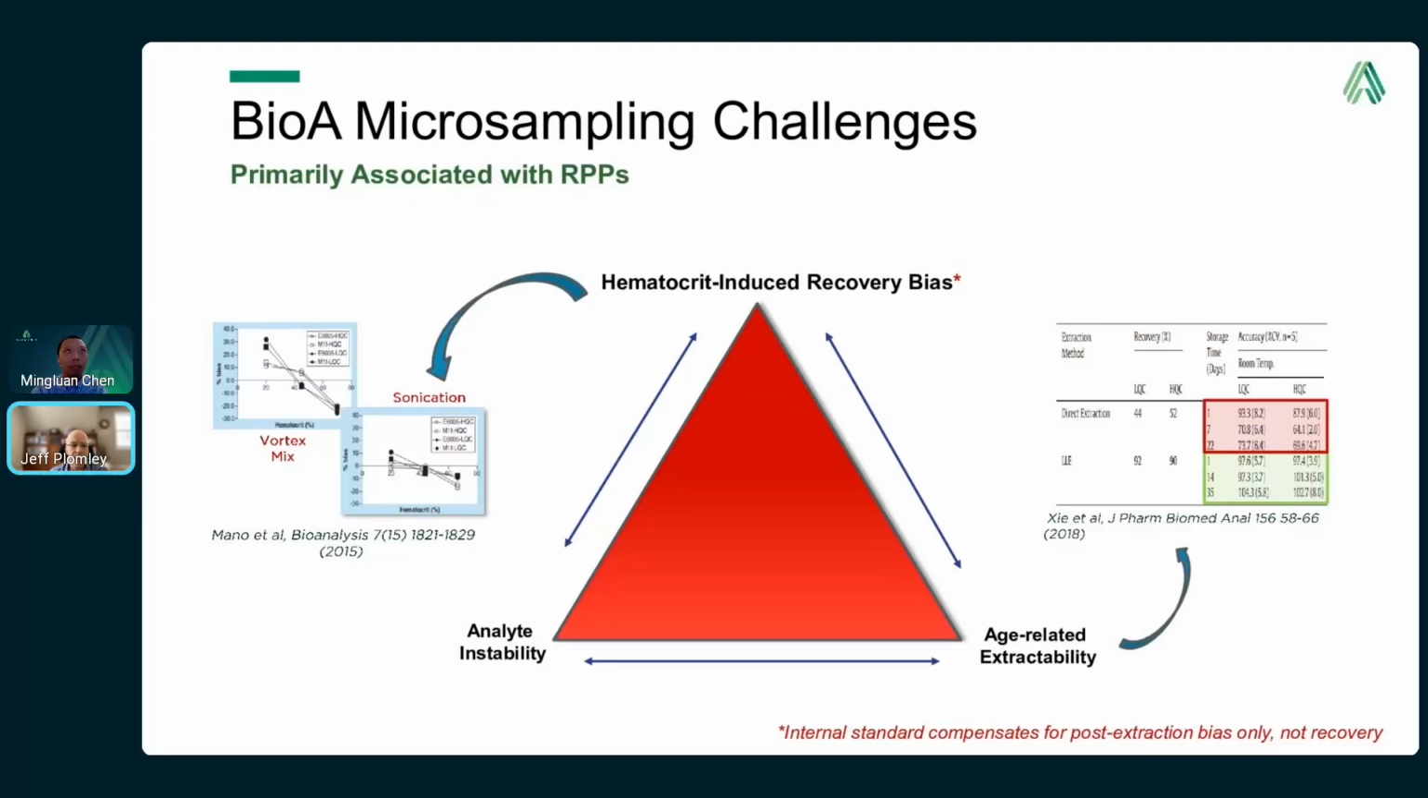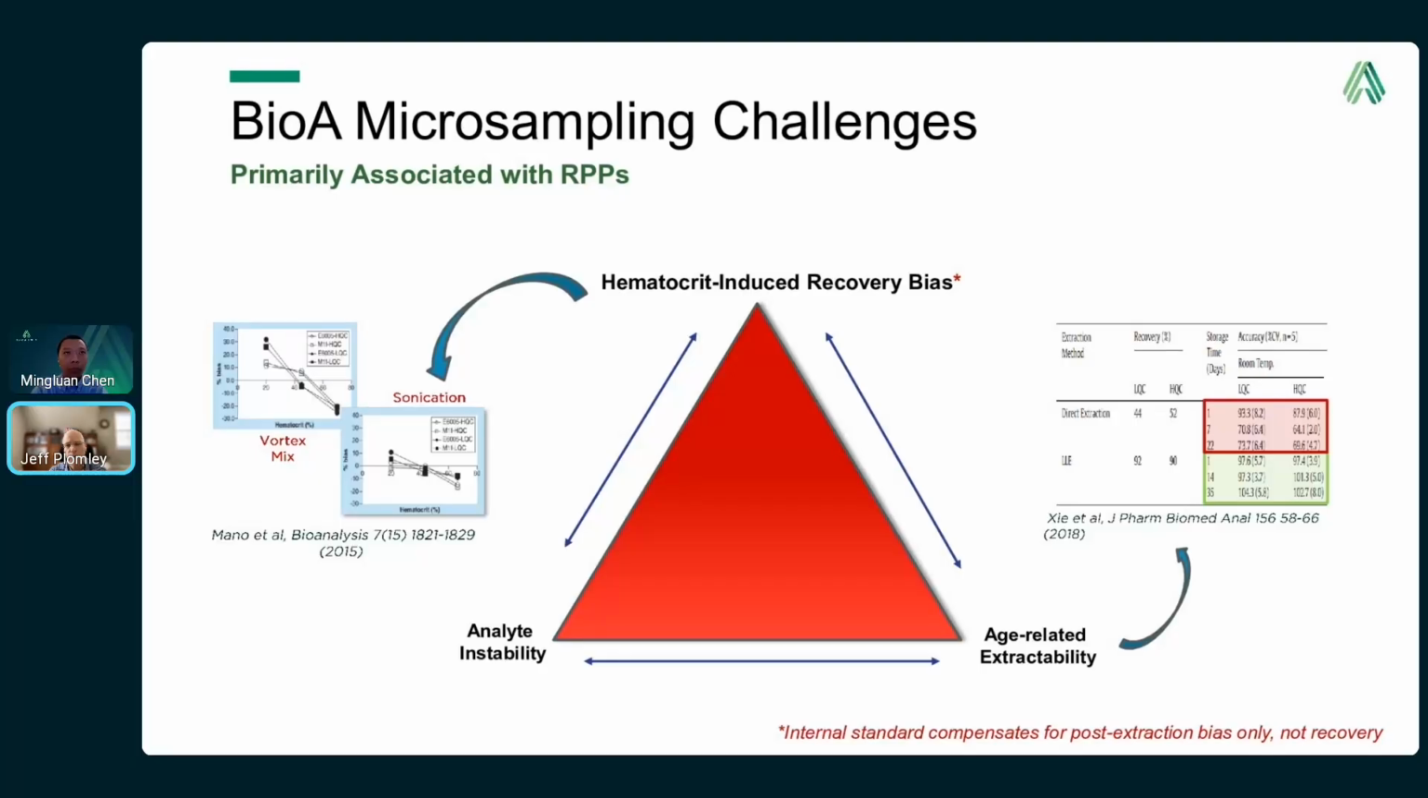In addition to decreasing recovery with increasing hematocrit, we've also correlated increased blood hematocrit with analyte instability for some molecules. And we'll have a case study to highlight that shortly. But moreover, the trapping of moisture in these porous polymers can lead to drug transformations resulting from hydrolysis, oxidation, and other enzymatic-driven processes in the presence of lysed RBCs. And of course, this is analyte dependent.